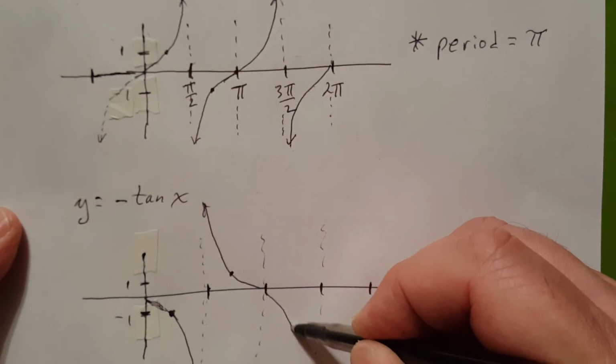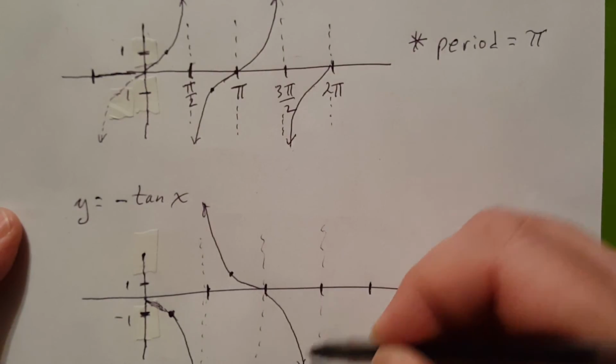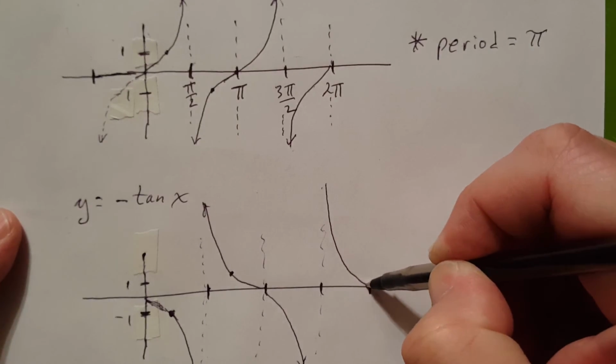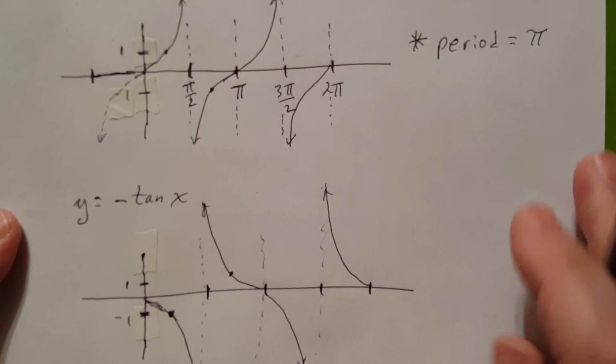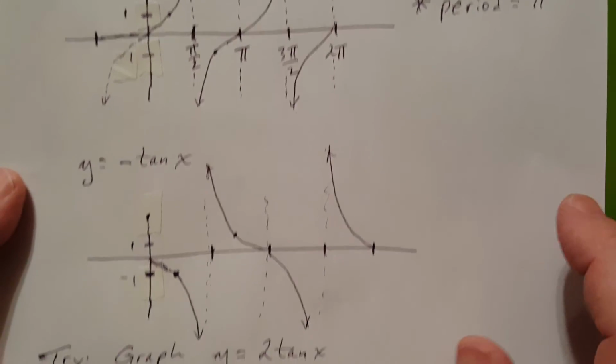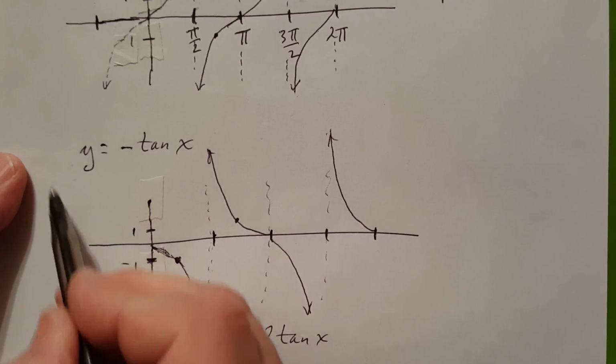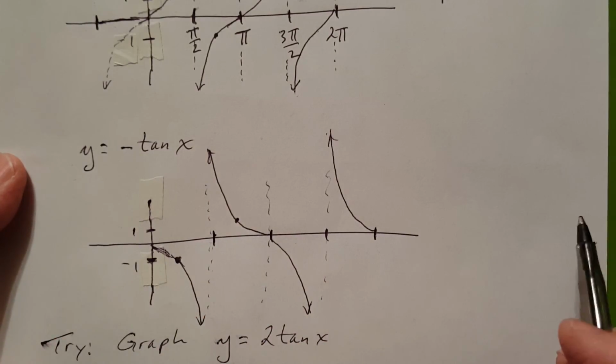Now I'm going to start repeating, which is this way, and this way, and you can go on forever. So that's y equals negative tan x. And of course you can keep going in this direction too.